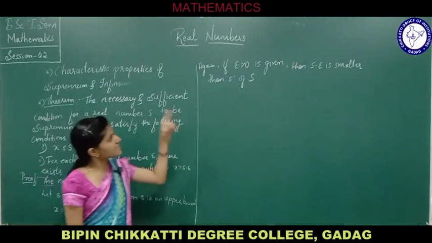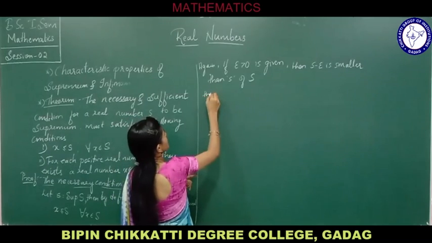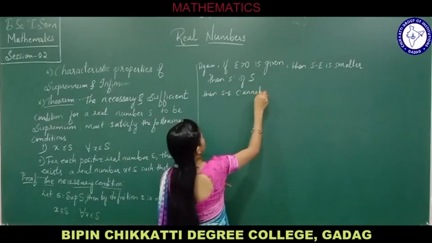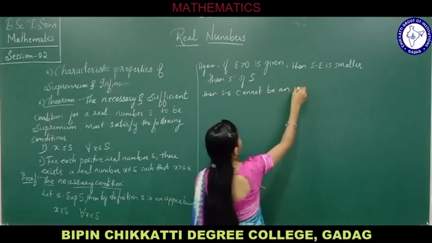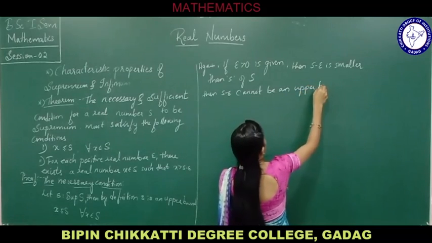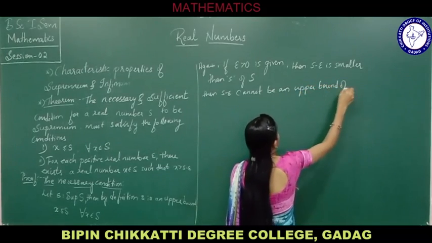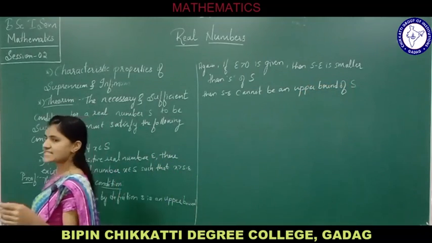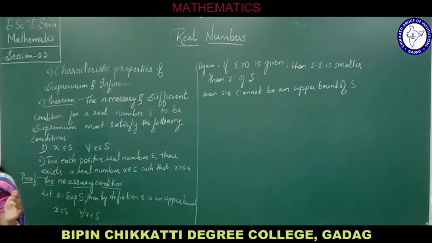So if it is less than S, then S minus epsilon cannot be an upper bound of S. Why can it not be an upper bound of S? Because it is less than S. That is why it cannot be the upper bound of S. Hence there exists at least one element x belonging to S such that x is greater than S minus epsilon.